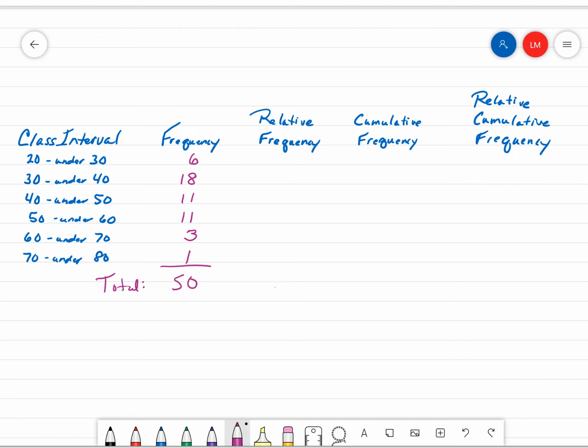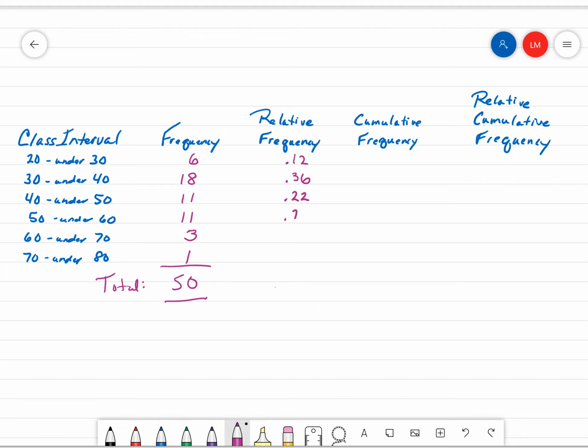If it doesn't add up to 50 observations, then you've done something wrong and you need to go back and check and see where the missing values are. Then we can calculate the relative frequency. To get that for each class, you take the frequency of the class and divide it by the total. So 6 divided by 50 is 0.12. Then 18 divided by 50 is going to be 0.36. And then 11 divided by 50 is going to give us 0.22.